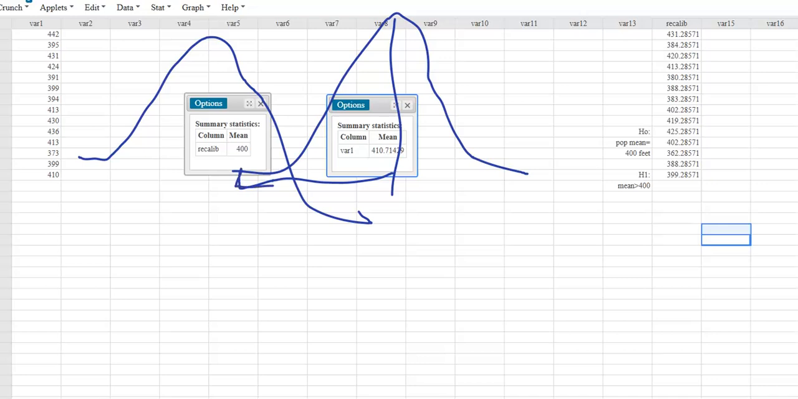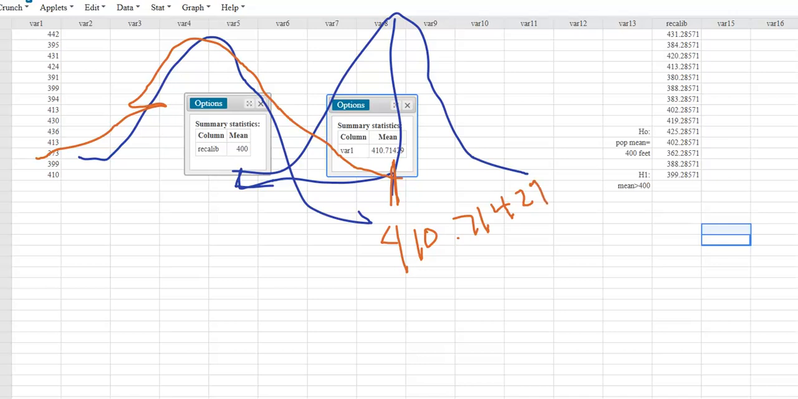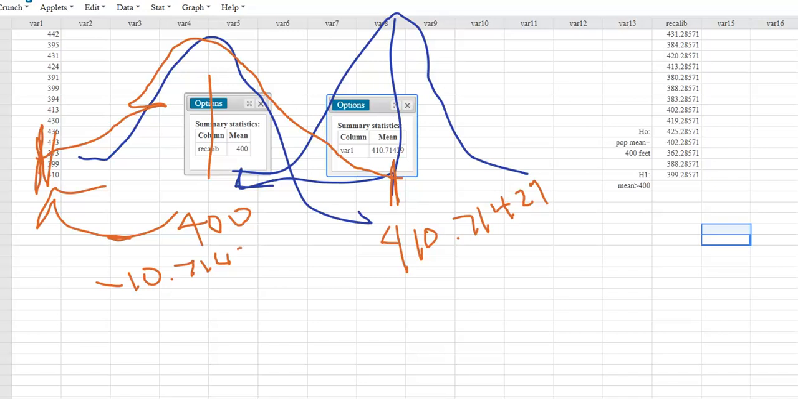So this is going to be my new tail when I shift. So this is going to be 410.714. I think it's a 29. I can't see very well. When I shift, my mean is going to be here at 400. Now, if I need to do a less than, or maybe a two-tailed test, I would subtract, because everything's symmetric, that 10.714. I think, again, it's a 29. And that would give me this cutoff over here.